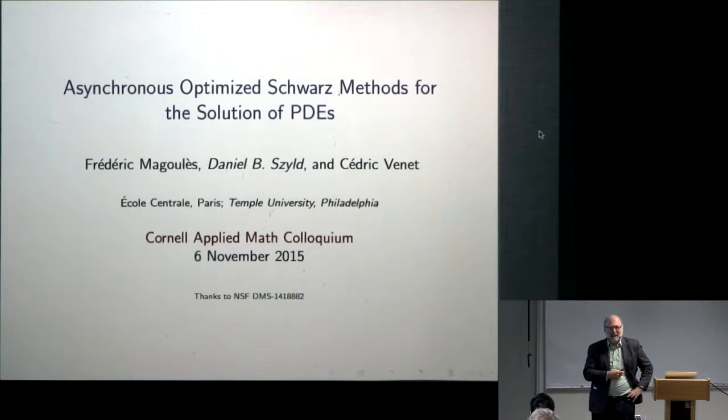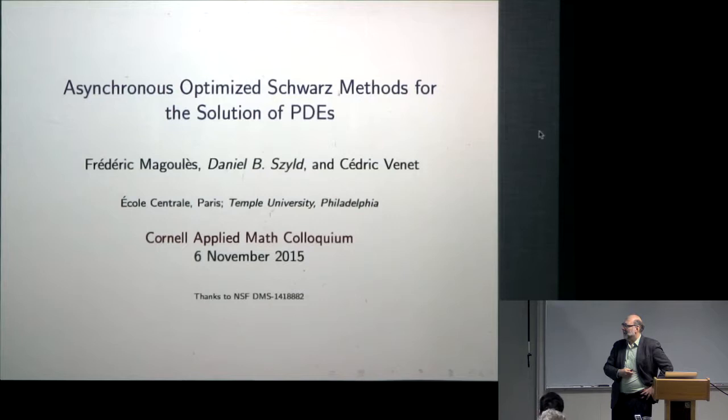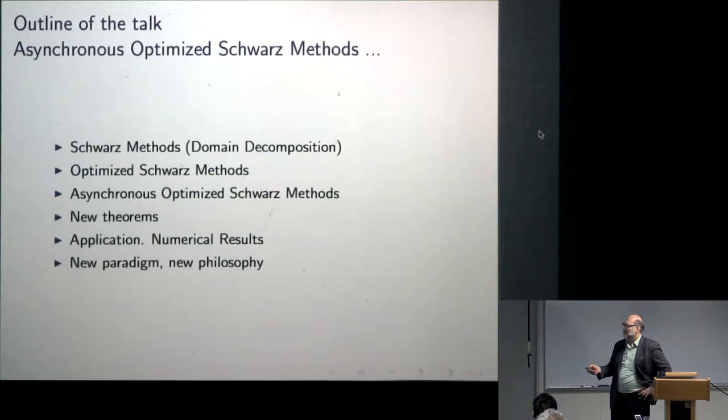This is joint work with Frédéric Magoulès from Ecole Centrale in Paris and his former student Cédric Benet. It's a project we started on asynchronous optimized Schwarz methods. I'm going to go backwards and give you a 5-minute introduction of Schwarz methods, and then another 5 minutes on optimized Schwarz methods. And then I'll tell you a little bit about asynchronous Schwarz methods. I'll tell you about a couple of theorems we think we proved, and then give you some numerical examples. And I encourage you to interrupt me anytime for anything, okay?